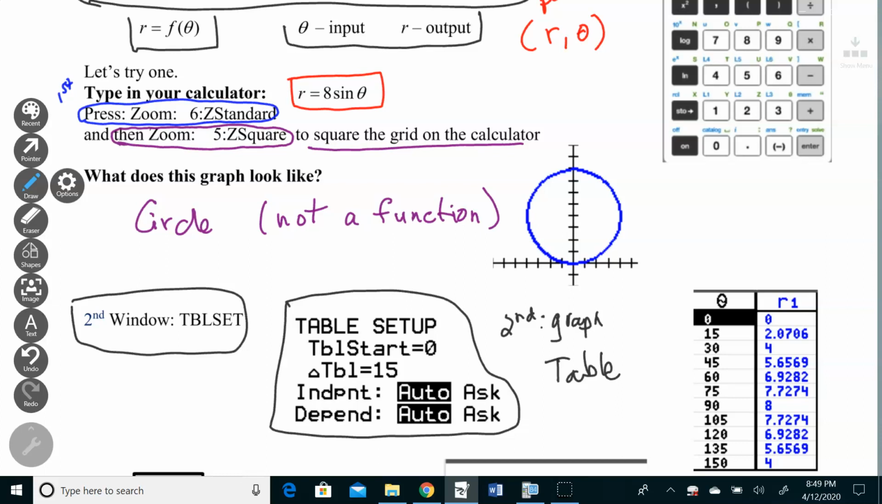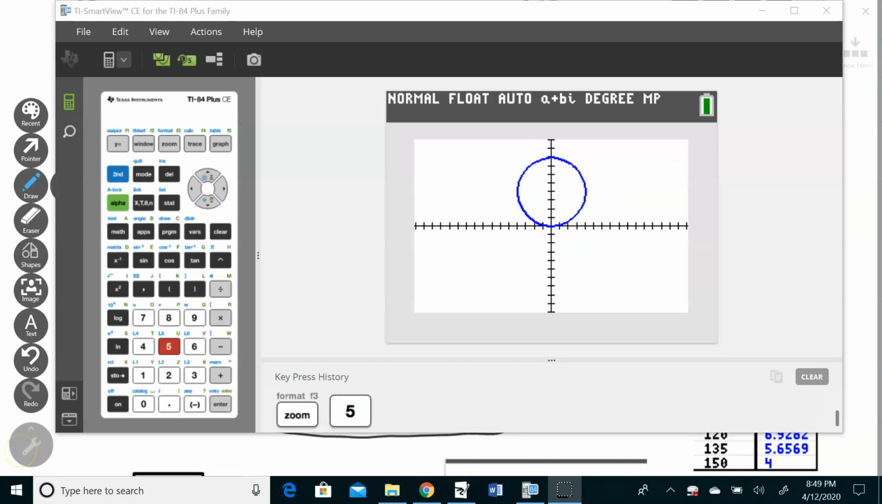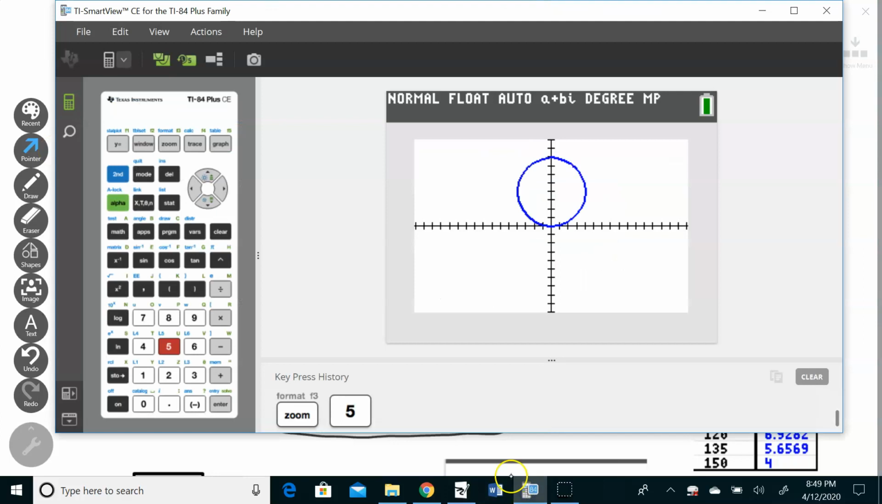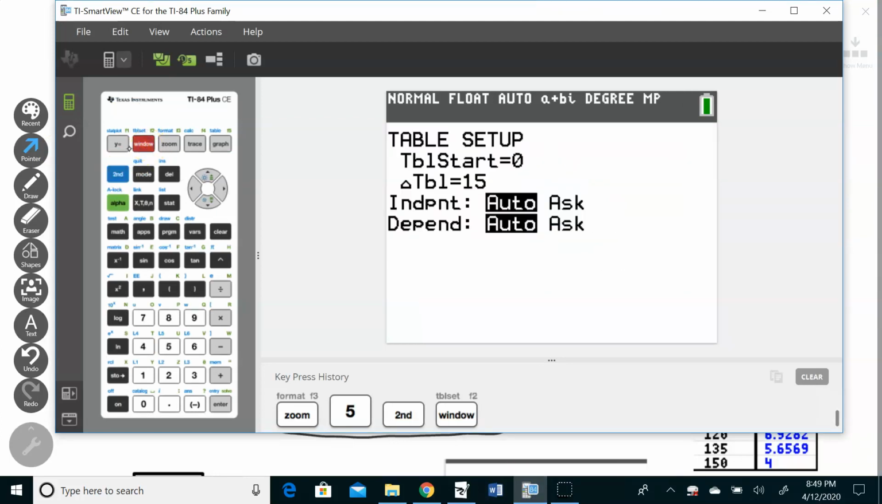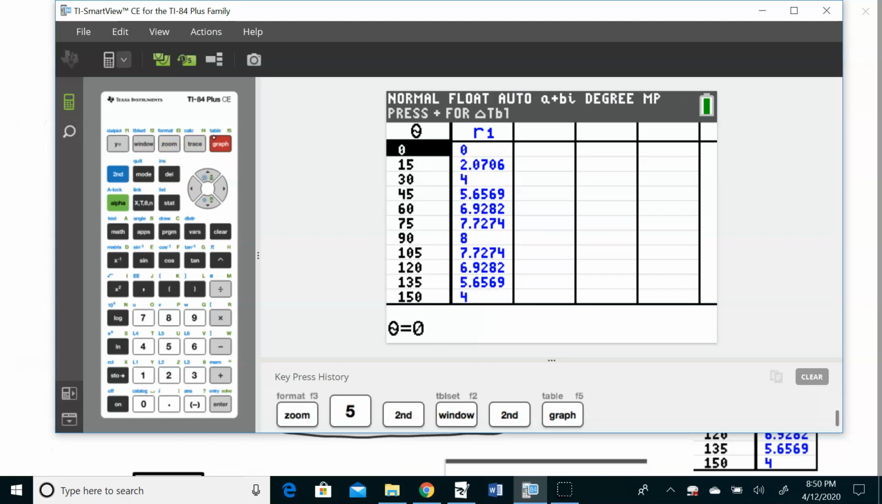We're going to talk about this table start and delta table on how we do things, but the table start is where I want to initiate the table at, and the delta table is my increments on when I want to do the values of the table. So I would hit the second window, which is the table setup, and it's already set at 0 and 15, and I would do second graph, and then I would see the theta values and the r values that correspond to it.